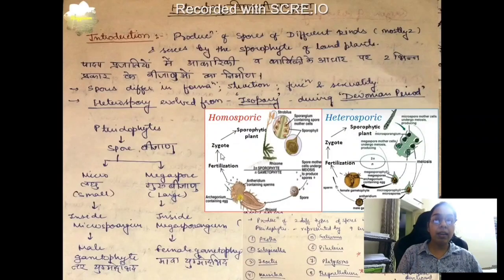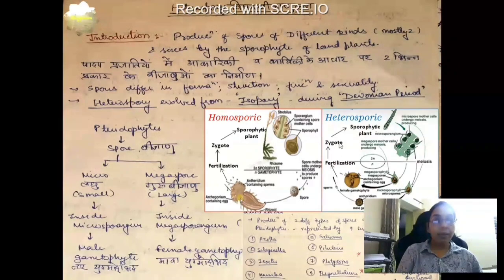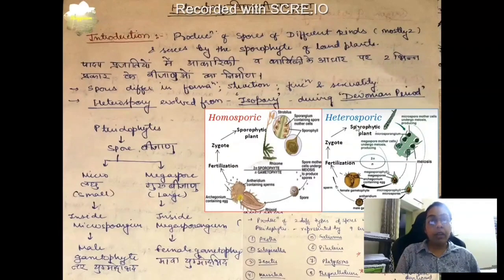Both will fertilize, again the same. The fertilization event will lead to the production of a zygote and ultimately the production of the sporophytic plant body. So the same procedure has been explained here. Heterospory is known to have evolved during the Devonian period of the Paleozoic era. These are different living pteridophytes in which heterospory has been observed.